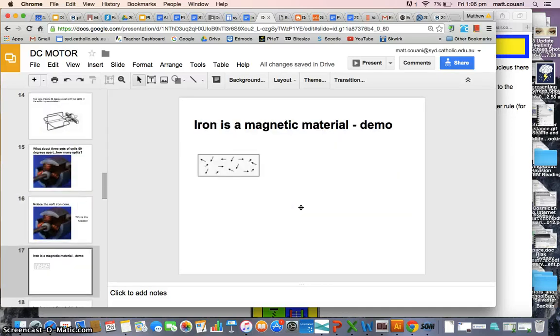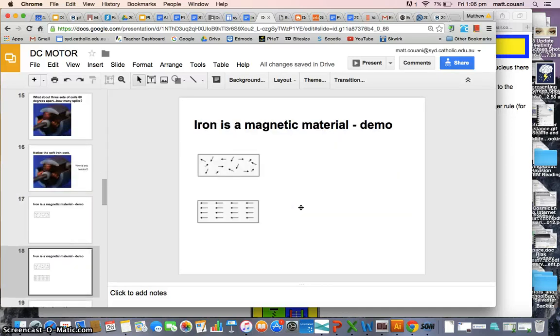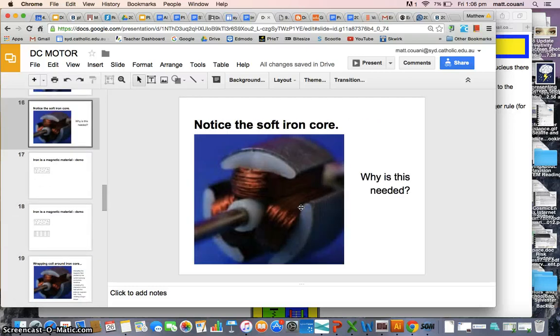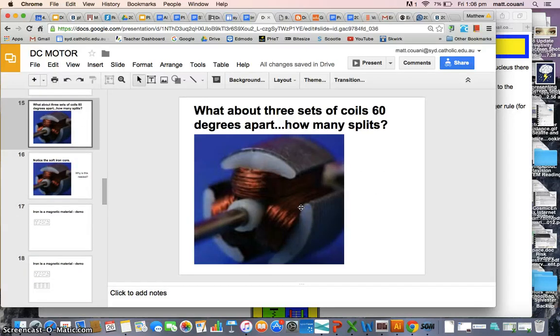then we're going to have 3 splits that are going to be 60 degrees apart. We're going to have 3 splits 60 degrees apart in the case of having 3 sets of coils. So that's another improvement, having more than 1 coil.